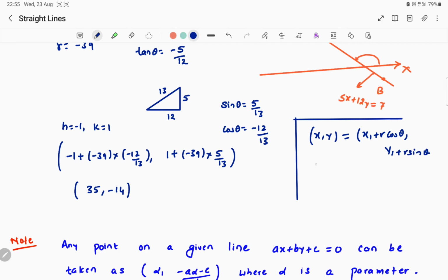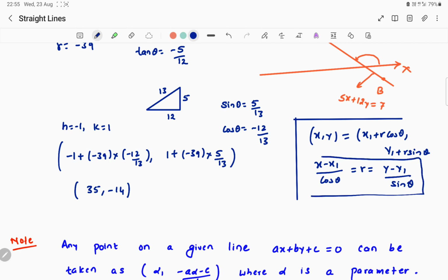So when we compare the coordinates, what we can write is x minus x1 by cos theta is equal to r, which is also equal to y minus y1 by sin theta. So this form is called the parametric form of a straight line: x minus x1 by cos theta is equal to y minus y1 by sin theta, is equal to r. Okay.